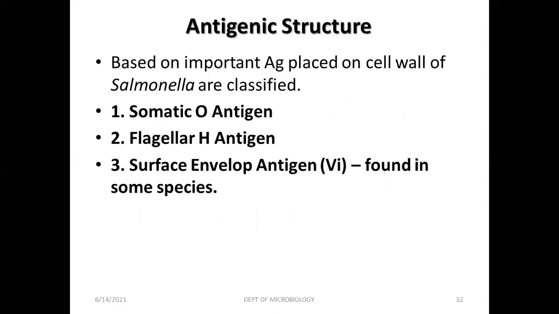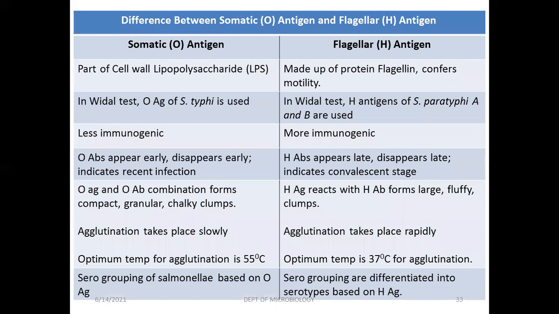Antigenic structure is based on important antigens in the cell wall of Salmonella. They are classified as somatic O antigen, flagellar H antigen, and surface capsular Vi antigen in certain species. The differences between somatic O and flagellar H antigen are given here. O antigen is part of the cell wall. H antigen is made up of the protein flagellin, and it confers motility on the organism. In the Widal test, O antigen of Salmonella typhi is used. In the Widal test, H antigen of Salmonella typhi and paratyphi A, B are used.